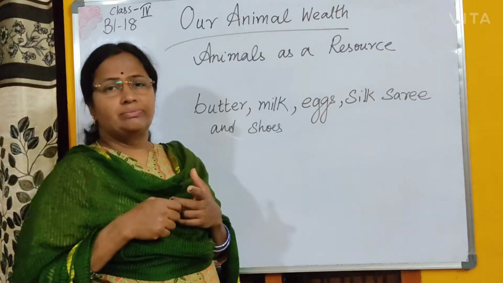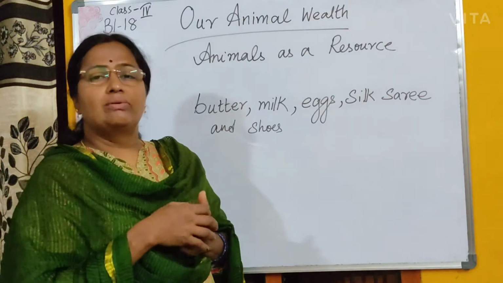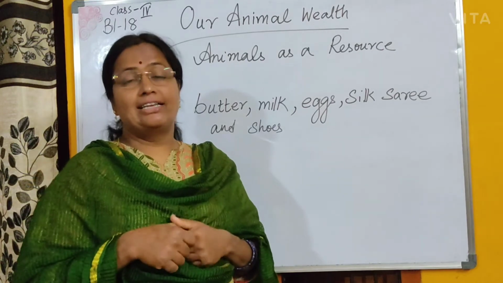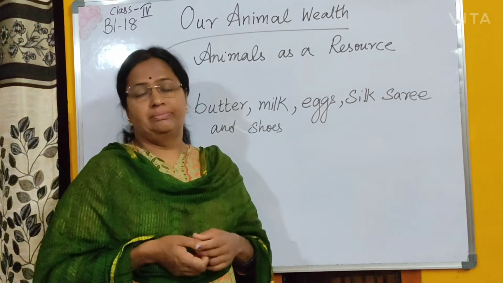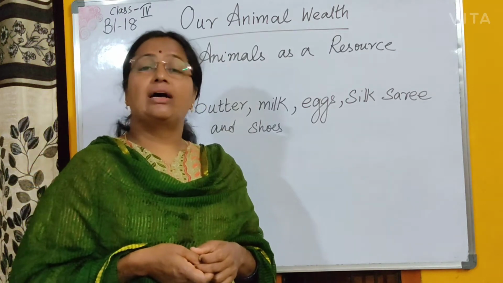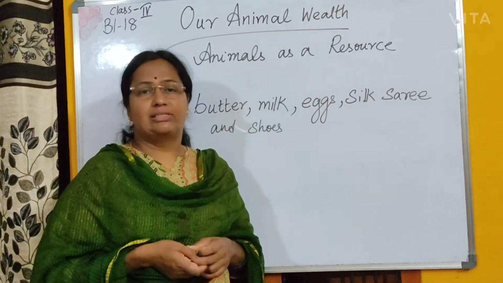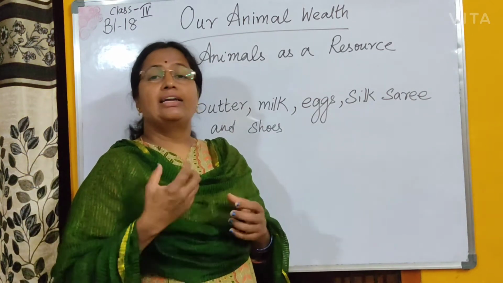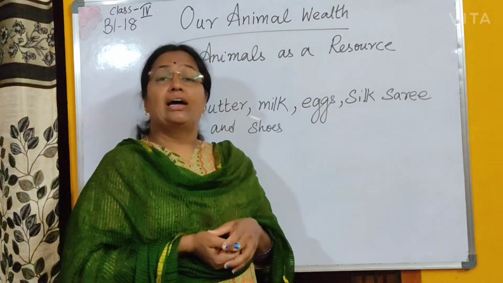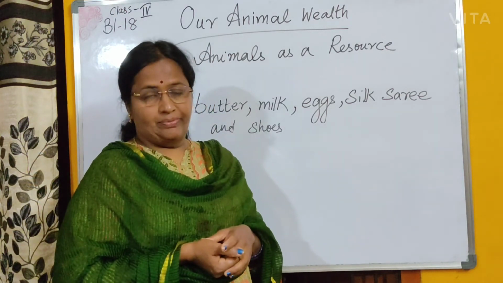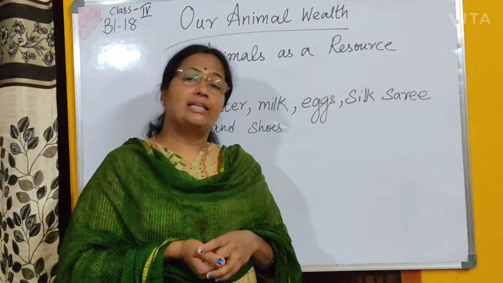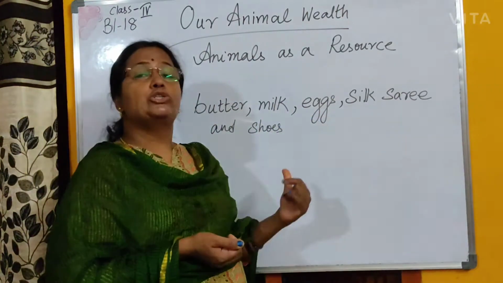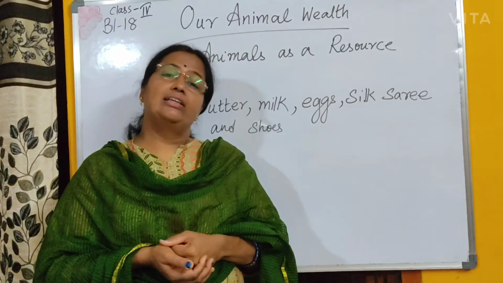And shoes, we wear PVC foam shoes, okay, shoes which are made with resin. How come they are related to animals? Some of the shoes are also made with the dead skin of animals. Dead skin of animals is polished, cleaned and supported by another material and then it is called leather. People wear leather shoes, leather belts, bags made from animals. So butter, milk, eggs, silk saree and shoes are really connected with animals.